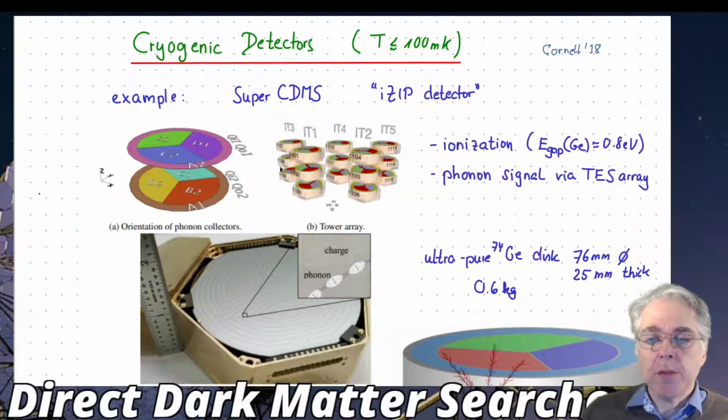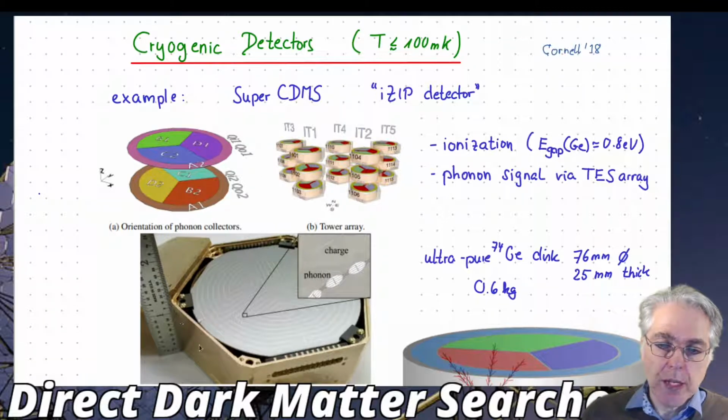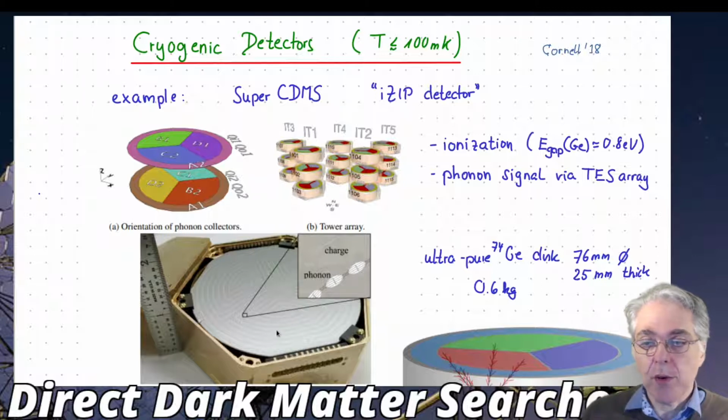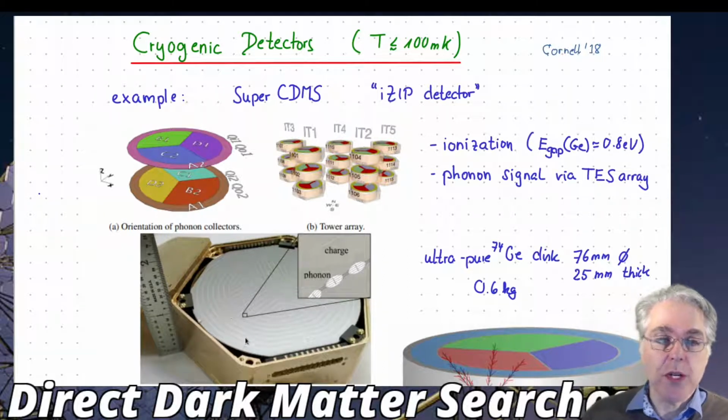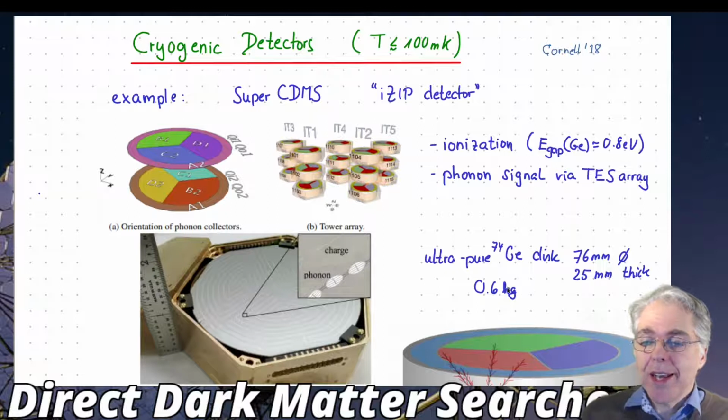And the germanium detectors are shaped in this way. This is a disk of high or ultra pure germanium 74. They are 76 millimeters in diameter and 25 millimeters thick, so roughly 3 inch by 1 inch. And the mass of such a germanium disk is 0.6 kilograms. The detector has integrated electrodes. You see here on top, there are 3 segmented electrodes and a guard ring electrode. You see it in the sketch here.